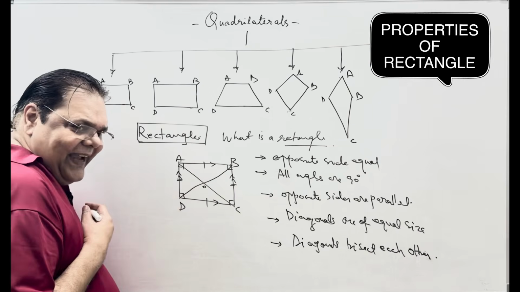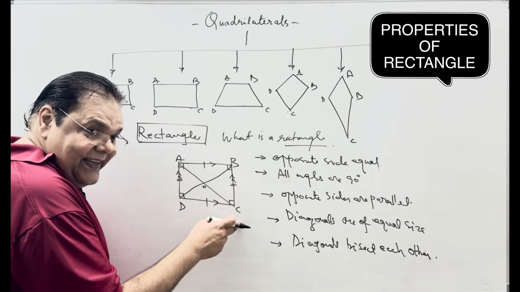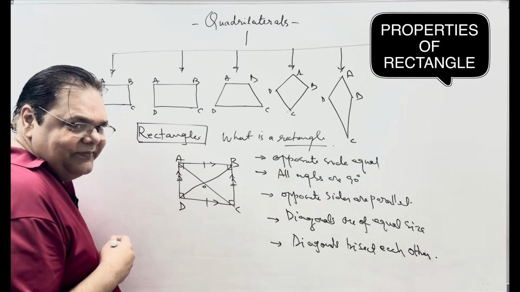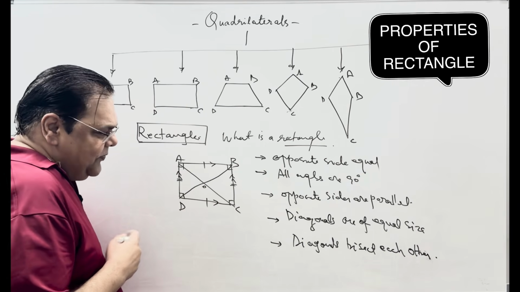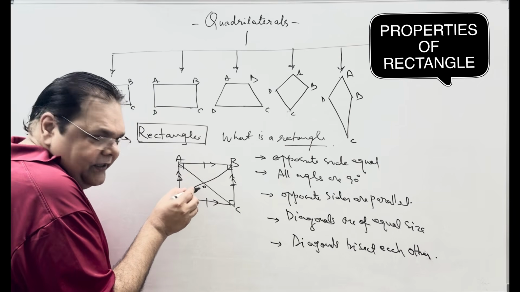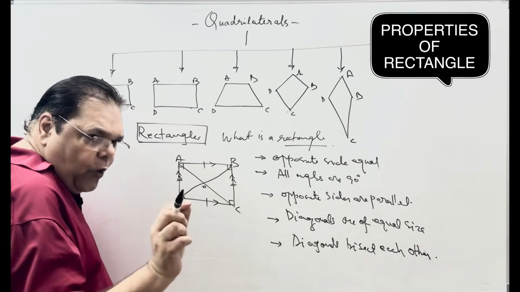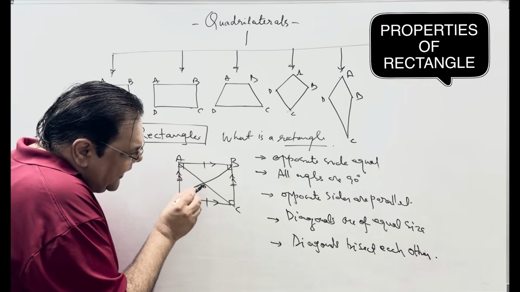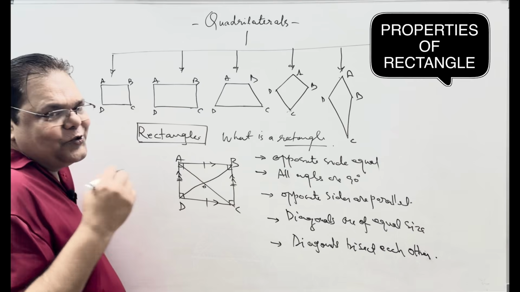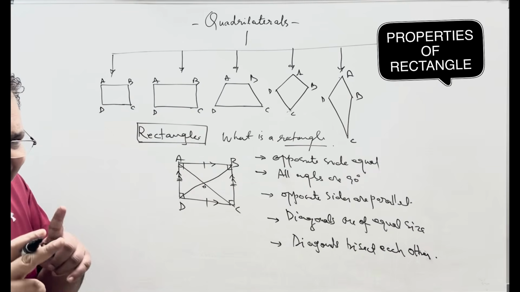When you join the diagonals and measure AC and BD in any rectangle, you will find they are the same. Let's say they meet at point O. If you measure AO and OC, they are equal, and if you measure DO and BO, they are also equal. So they are bisecting each other.